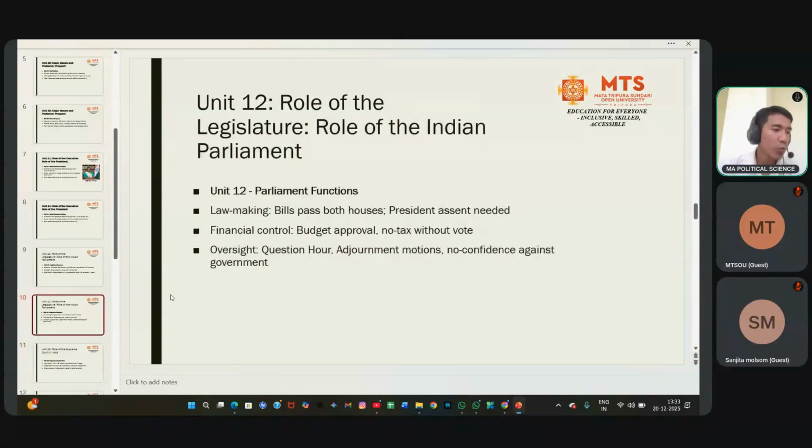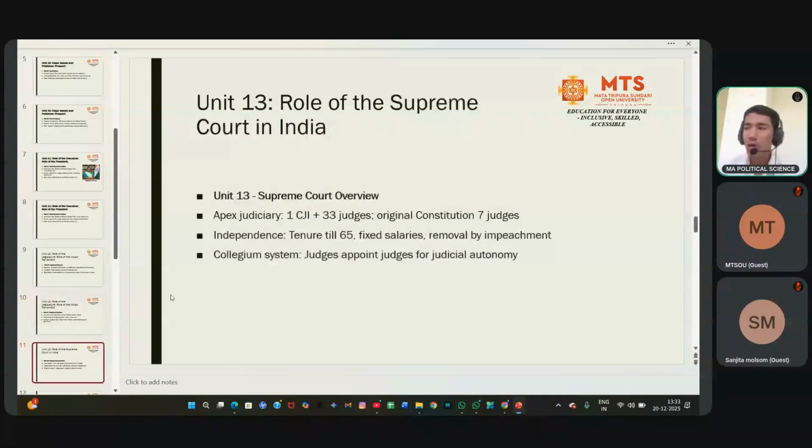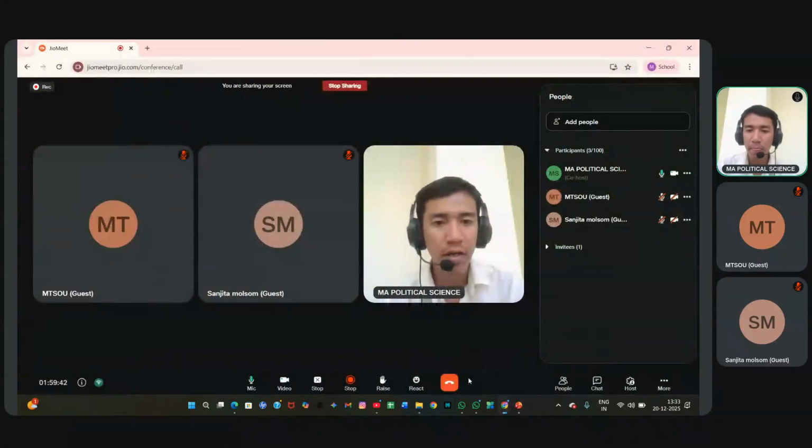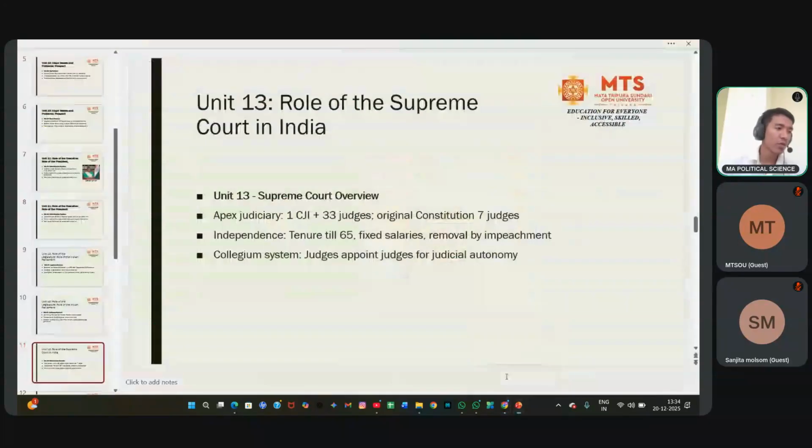Now next unit is unit 13, Supreme Court. We all know and have heard about the Supreme Court. The most important court in India. Below this court, only other courts come, like High Court, District Court. What else? Family Court, Subordinate Court. So the most important is the Supreme Court.